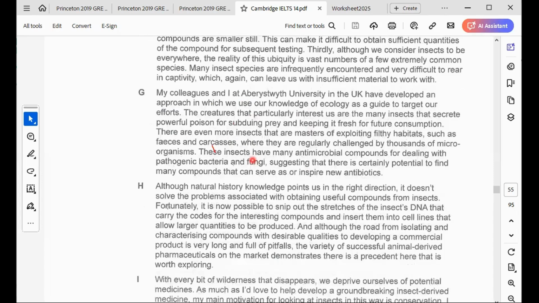Paragraph H. Although natural history points us in the right direction, it doesn't solve the problem associated with obtaining useful compounds from insects. Fortunately, it is now possible to snip out. Yes, this is our answer. It is now possible to snip out stretches of insects' DNA. You see this word here? This is a technological word. Snip out.